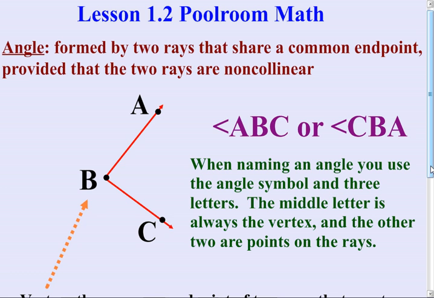Okay. An angle is formed by 2 rays. It could be lines or line segments. Usually we talk about rays. Okay, and they share a common endpoint. That endpoint is called the vertex. Sort of like your beginning point.